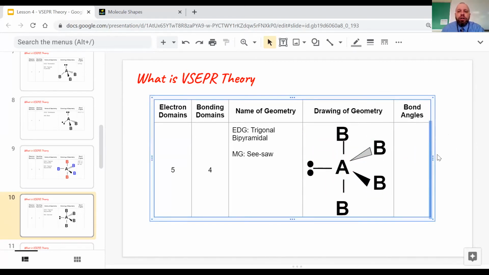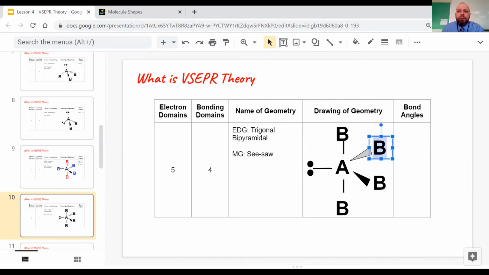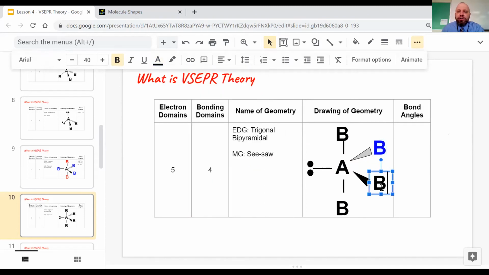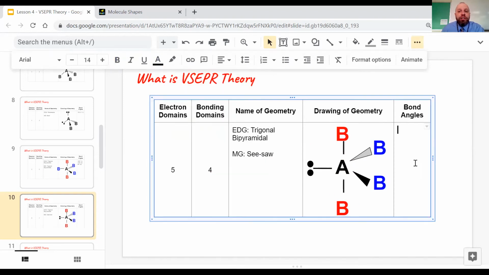Okay, so here's what our final drawing looks like. Again, I'm just going to color these so that we can trace them throughout our diagrams here. So these 2 represent the only 2 equatorial ones that are left. Remember, there were 3 originally, and the 2 that I'm coloring in red here represent the 2 axial ones. Those are not going to change throughout this entire process as we go from 5 to 4 to 3 to 2.